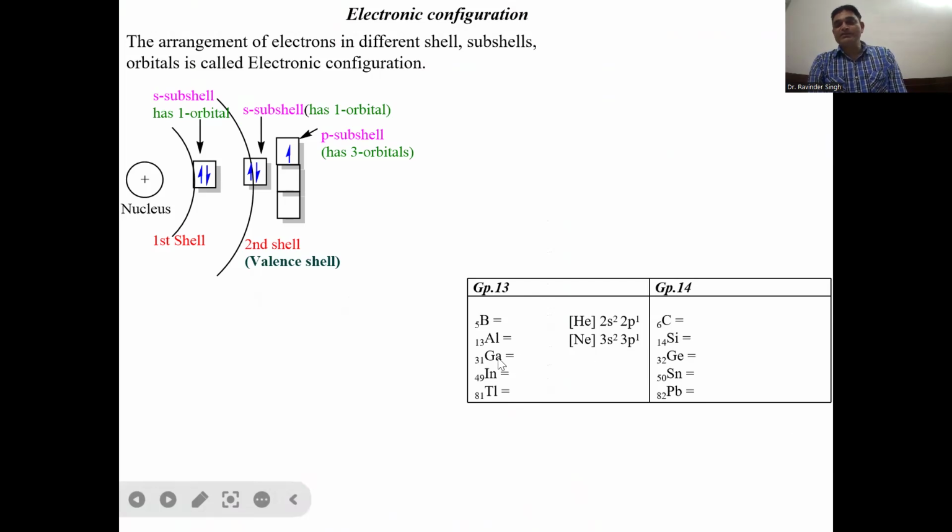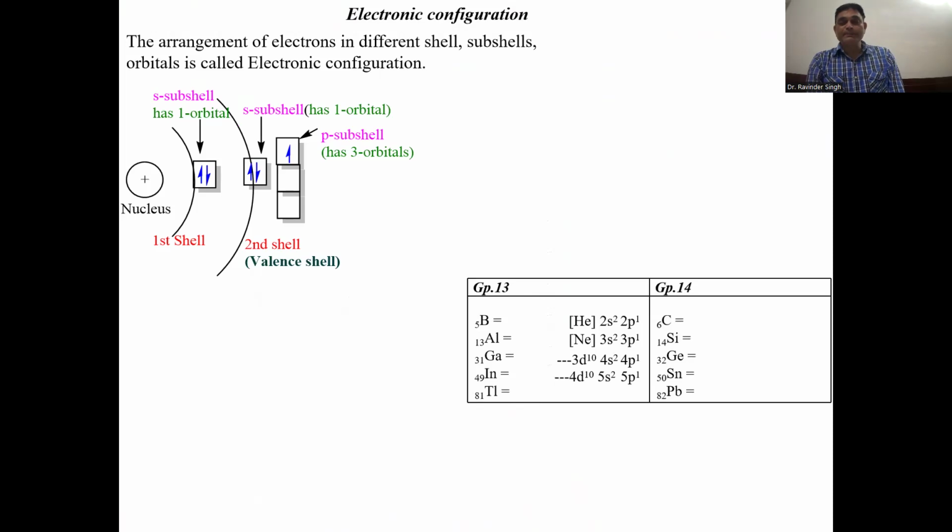What's the valence configuration for gallium, in the same way? 3s2, 3p1 for aluminum. So 4s2, 4p1 for gallium. We have written 3d10 here because in the case of aluminum, the configuration is 3s2, 3p1 and 3d0 is vacant. That 3d becomes filled in the case of gallium. So we have just written it here.